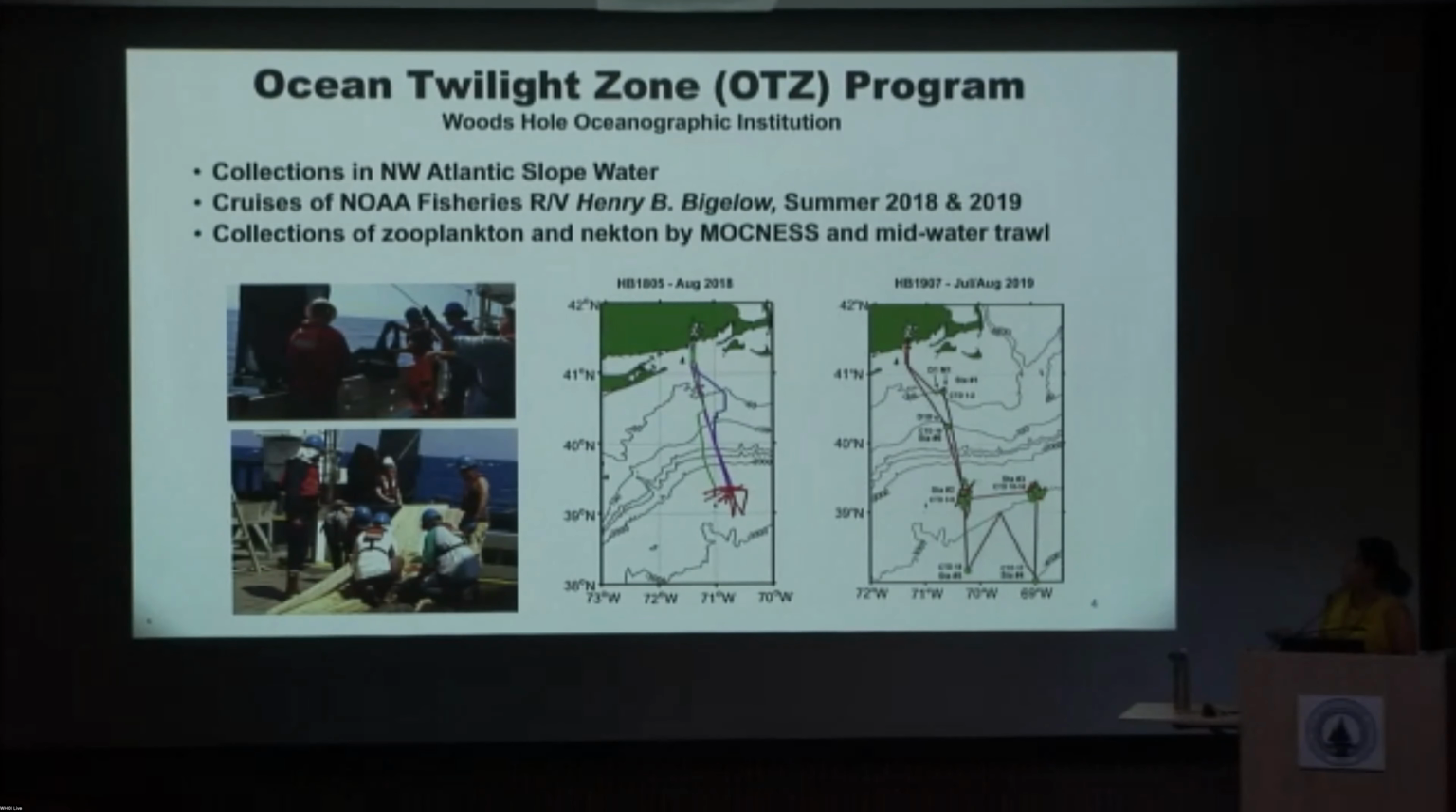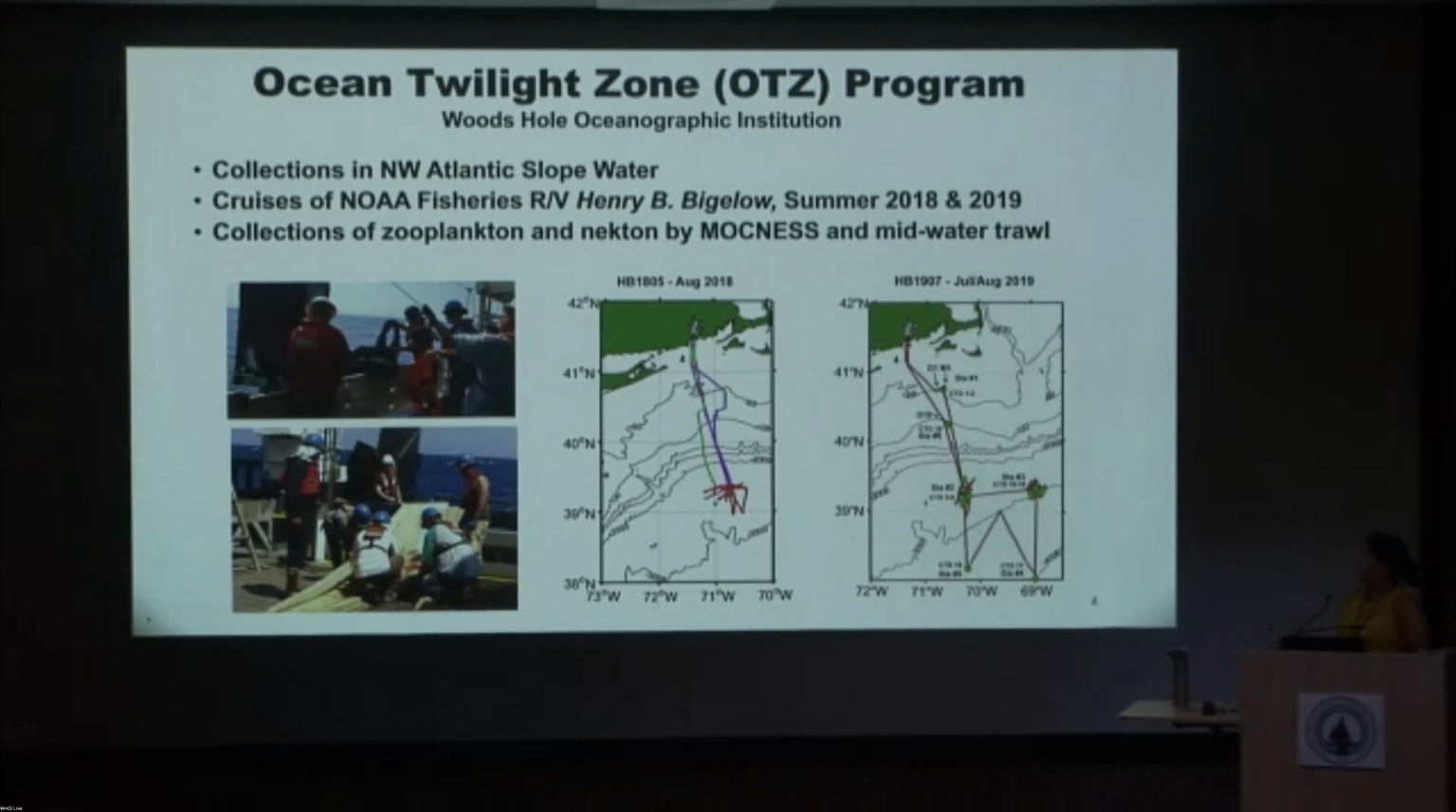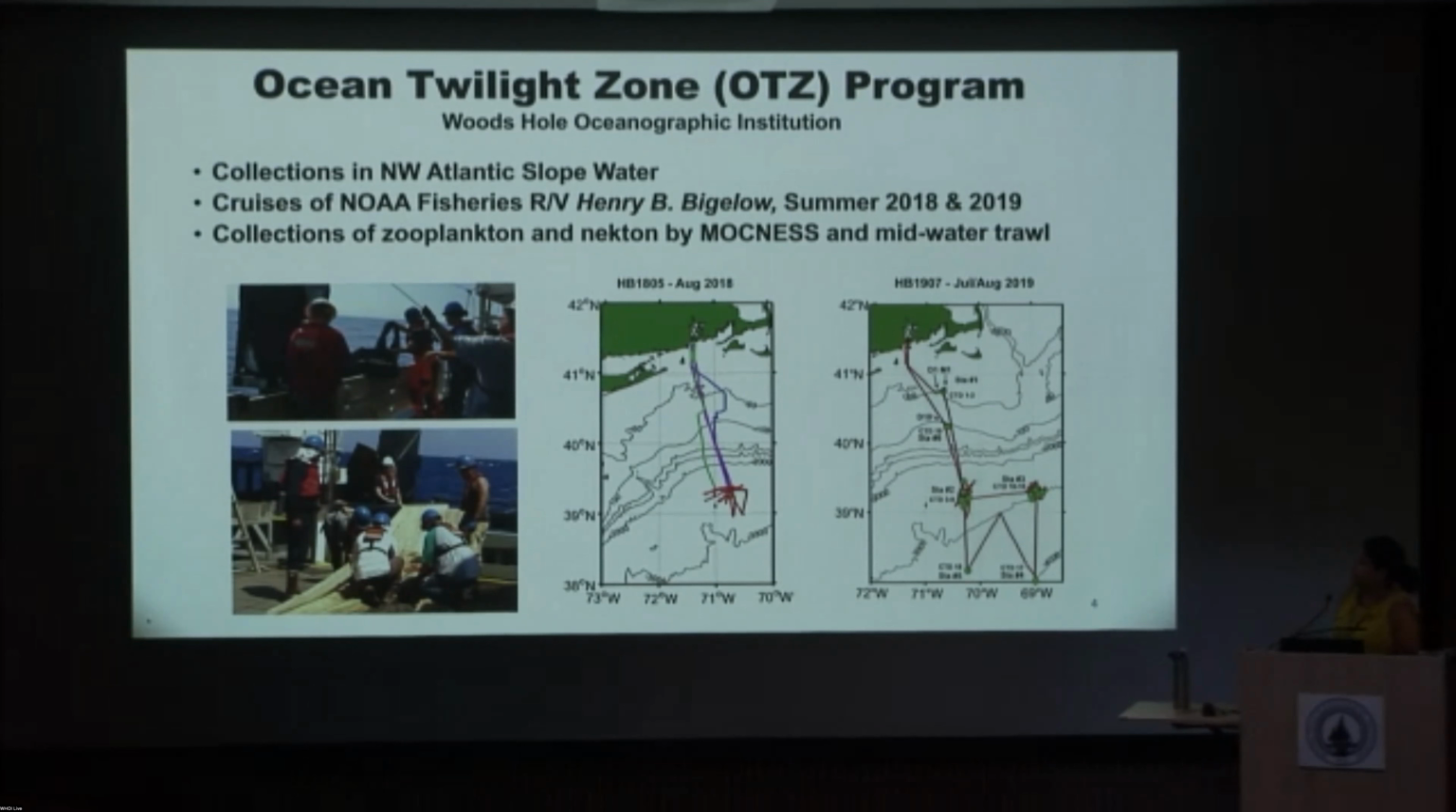Here I'm showing the maps of the collections during 2018 and 2019. The cruises were on the Bigelow, and they were in August as well in 2019. And here I'm showing the gear. Obviously, we know about the biases. So there's some samples that came from the Magnus and then some samples that came from the midwater trawl.